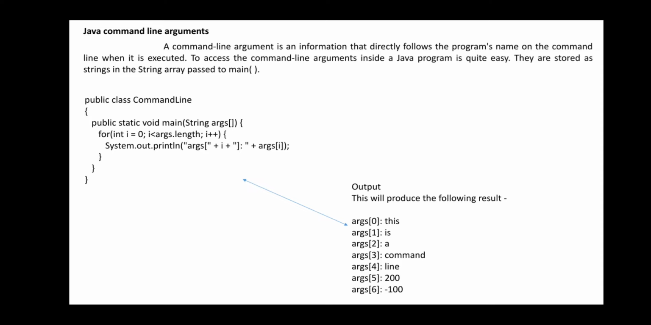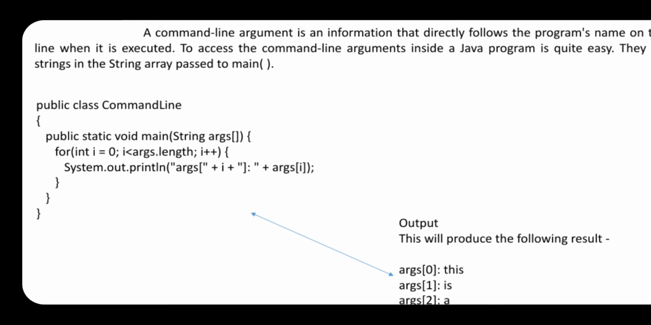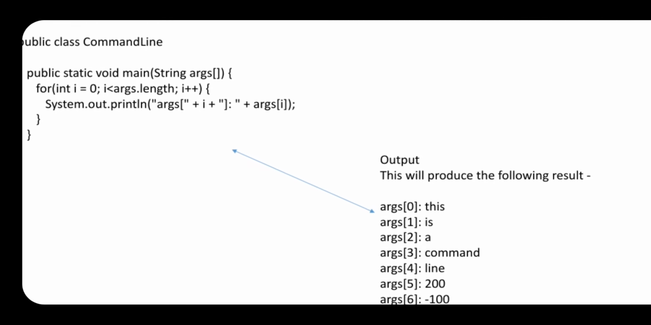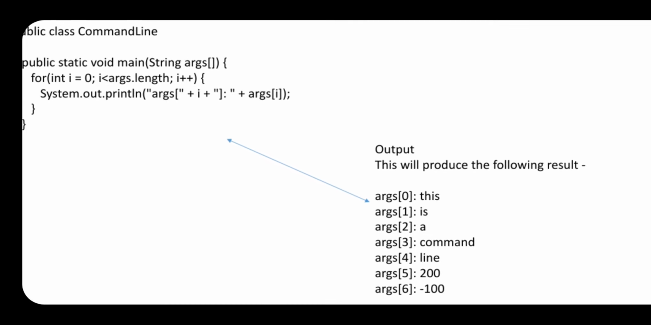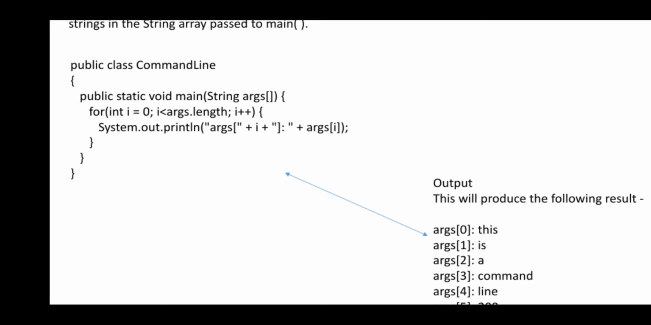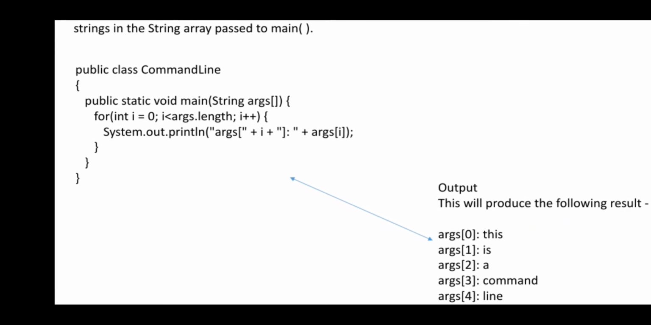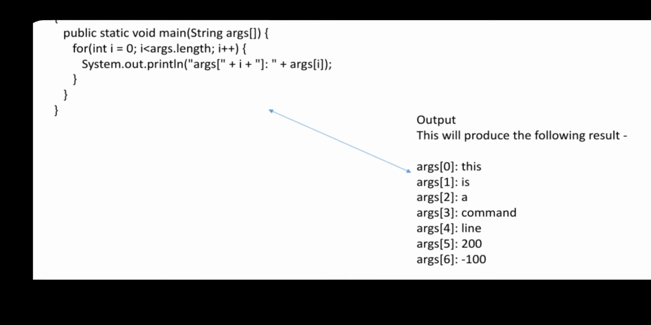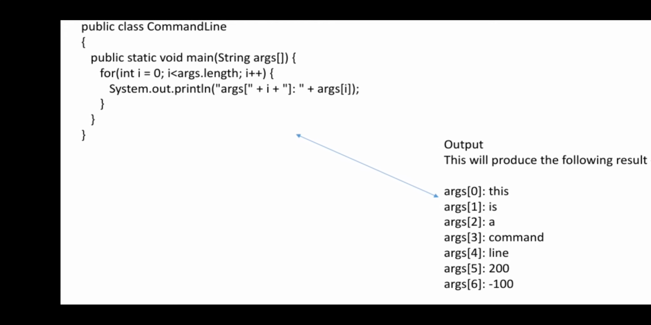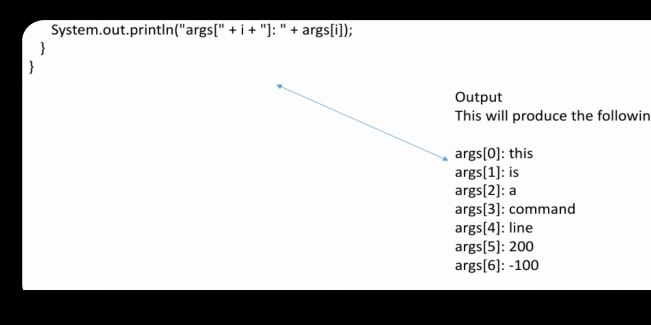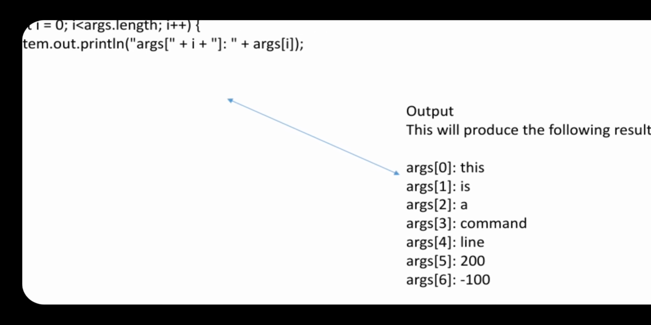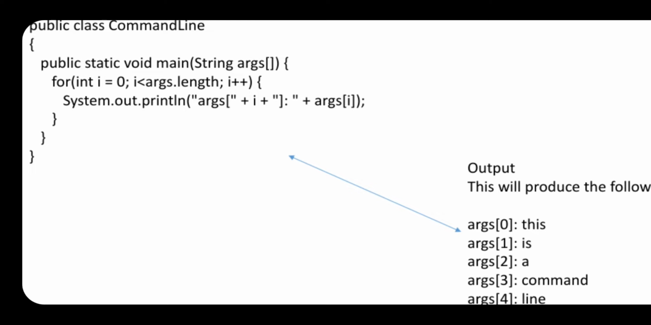So I have gone for a simple example here. If you pass this command line: this is a command line 200 and 100 minus 100, then all those values will be stored in the array, String[] args. How many variables are there? How long is the length? 1, 2, 3, 4, 5, 6, 7. In the output I am showing you the arguments: this is a command line 200 minus 100. 7 different values are here. So all will be accepted and stored within the String array args.